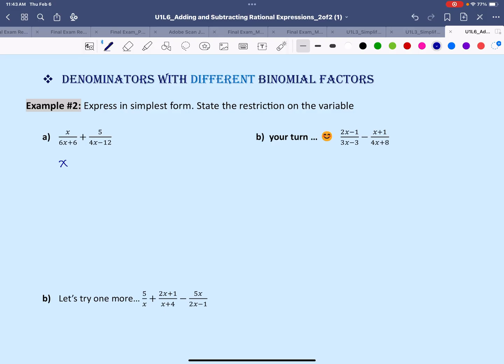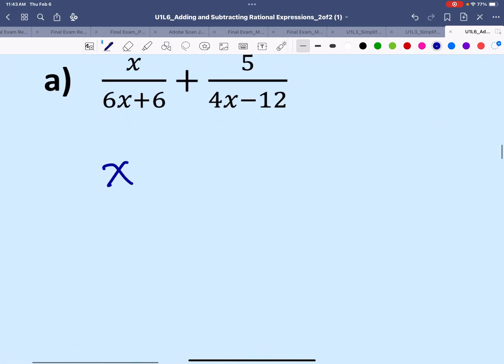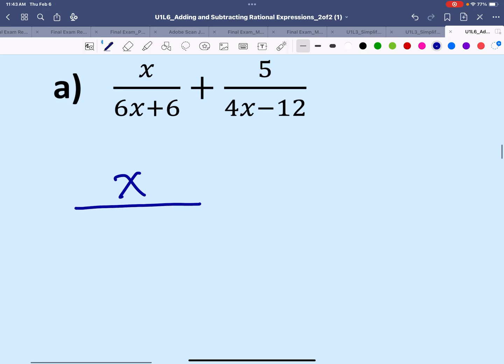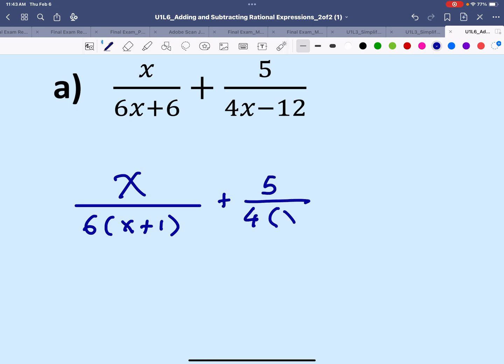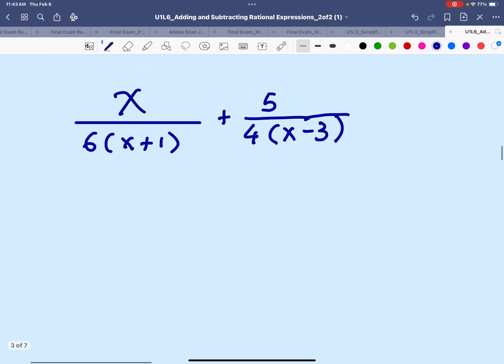So we have x. We have a common factor of 6, x plus 1, and then plus 5. A common factor of 4, and then x minus 3. So next we have to find the lowest common denominator, and for this we will have to list the factors.